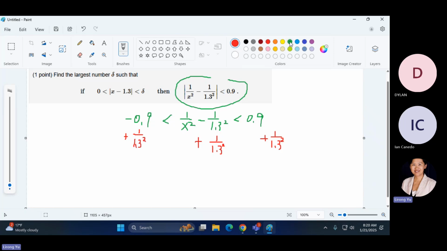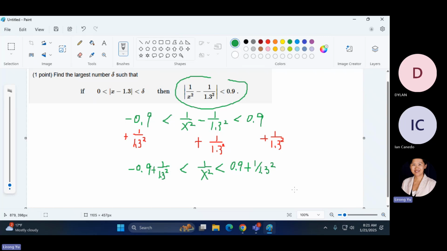This is the left boundary. After the summation, you have 1 over x squared is less than 0.9 plus 1 over 1.3 squared. That's the right boundary. And the left boundary is negative 0.9 plus 1 over 1.3 squared. Here we have to look through, there's a square that I have to remove, and remember a square is supposed to be positive. So 1 over x squared is supposed to be a positive number.